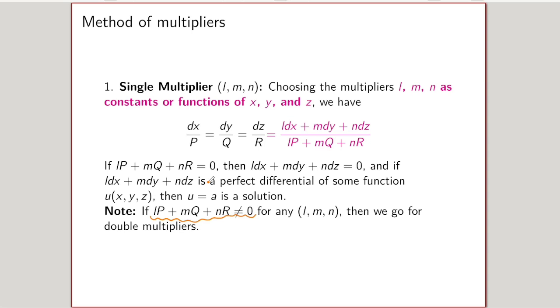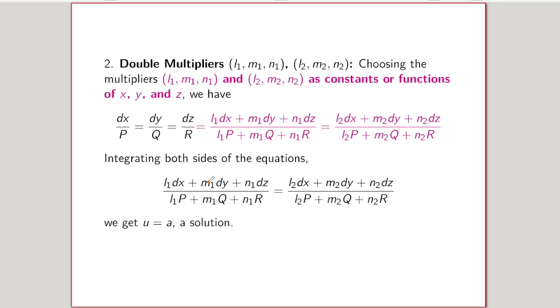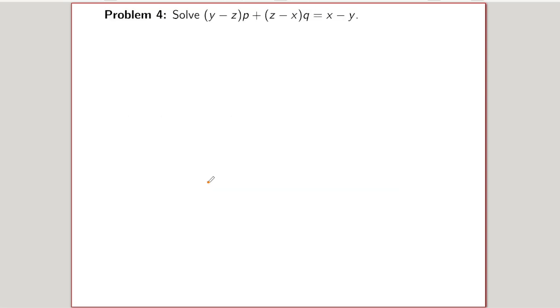So note that if this denominator quantity is not equal to 0 for any L, M, N, then we have to go for the double multiplier method. Double multipliers is nothing but we are choosing two sets of multipliers L1, M1, N1 and L2, M2, N2, and in the same equation we are going to write both the things, and then we have to take these two equations, that is the last two pairs, to find the solution. So this is the double multiplier method.